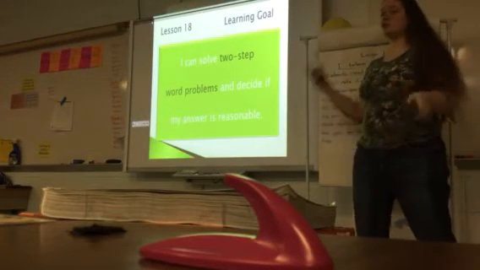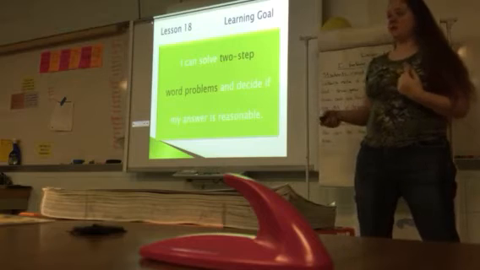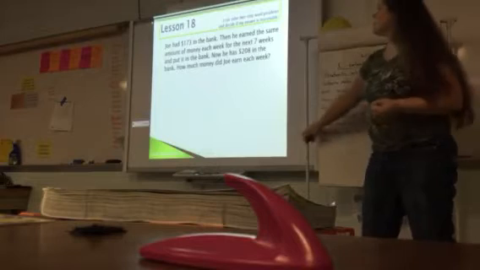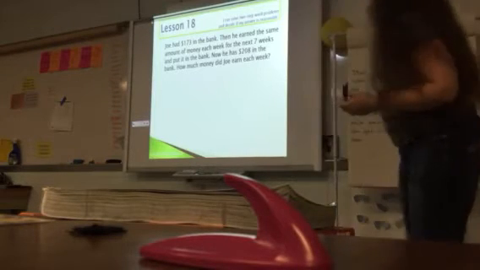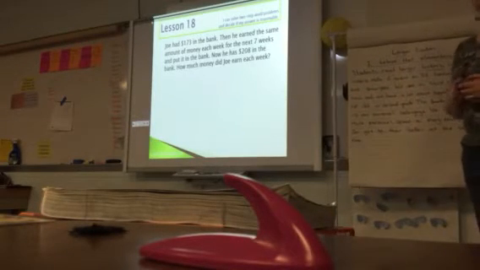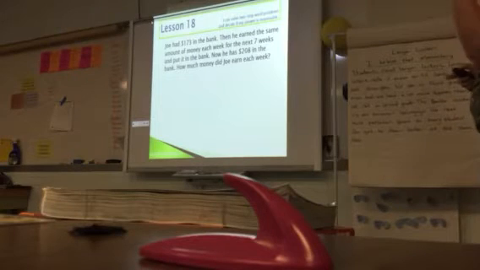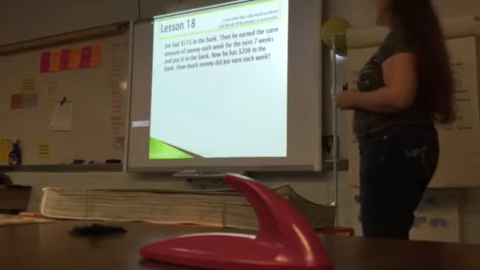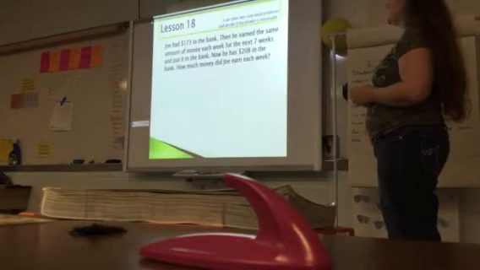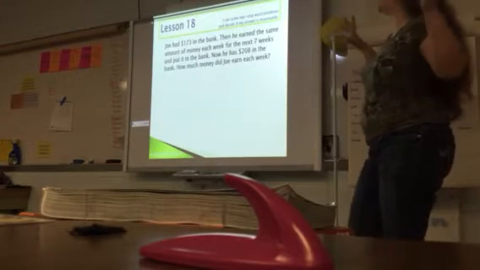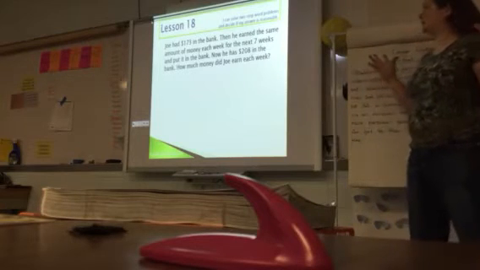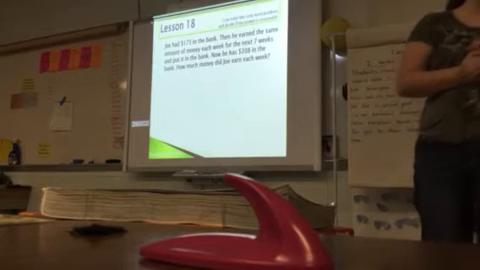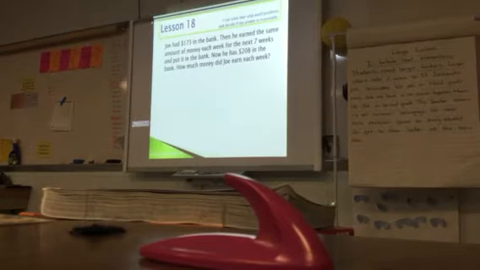So here we are in this two-step problem again, where we have to first figure out one part and then figure out the next part. So let's talk about Joe. Joe had $173 in the bank. Then he earned the same amount of money each week for the next 7 weeks and put it in the bank. Now his total is $208 in the bank. How much money did Joe earn? So let's look at what we know.